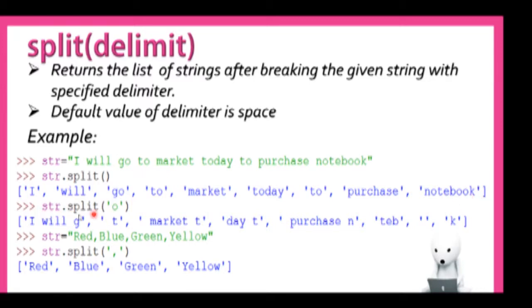Another example, say str dot split O. I have taken delimiter as O in this case, so wherever O appears, it delimits at that place and returns the list of substrings. Third example, say for example, I have stored few colors, red, blue, green and yellow with comma in between. If I use str dot split and delimiter as comma, it will return red, blue, green and yellow as elements of the list.